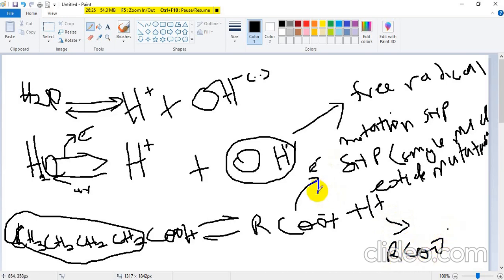It will lose one electron here. One will be lost, so that we will have only one electron. And this one is unstable. This electron is very unstable. This compound is very unstable.